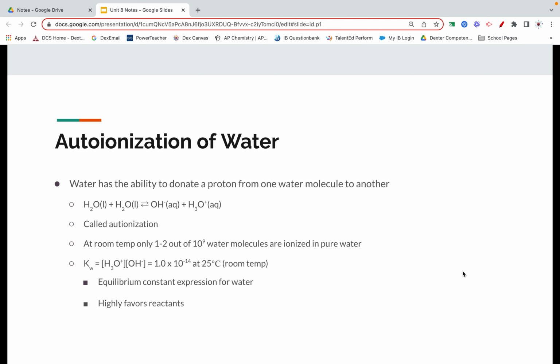So we can think about that as an equilibrium constant, just like with unit 7. Kw is equal to the concentration of hydronium times the concentration of hydroxide. Remember, we don't include liquids in our equilibrium constants. So that is equal to 1 times 10 to the negative 14th at 25 degrees Celsius. This is a constant, so you will find it on your sheet, and you'll memorize this eventually because you use it so often. And obviously, with such a large negative exponent, it's going to highly favor our reactants.